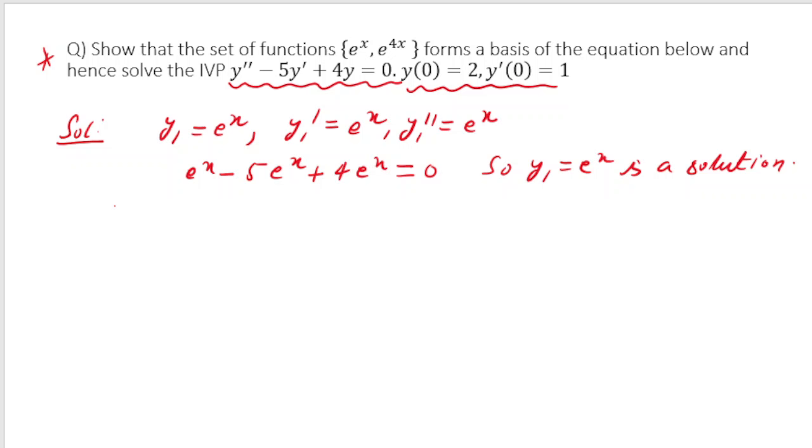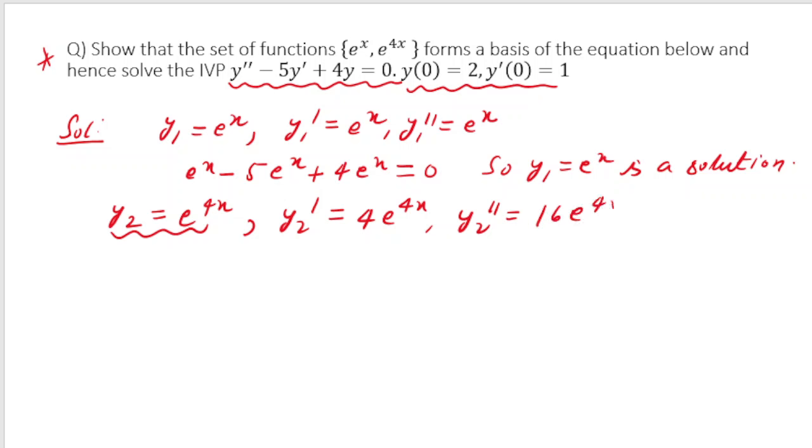Now what is the second function that I am taking? It is e to the power 4x. So e to the power 4x should also be a solution. So how do I check? I check y2 dash. y2 dash is how much? 4 into e to the power 4x. And then I check y2 double dash. So that is 16 into e to the power 4x.